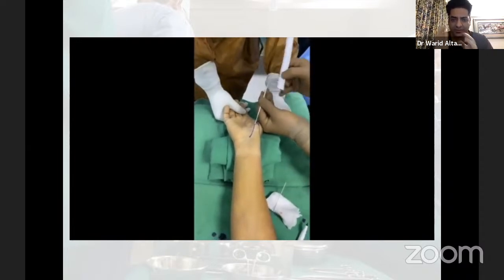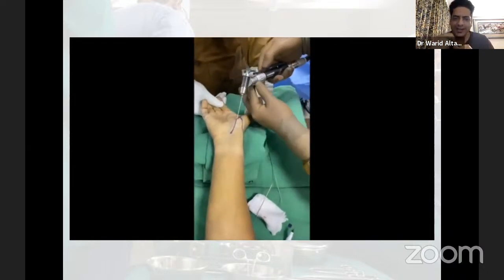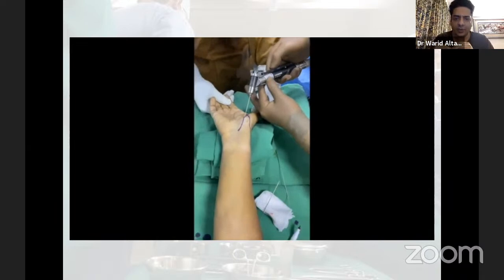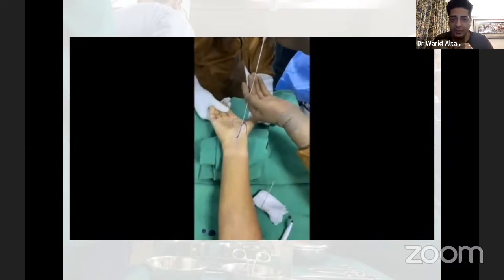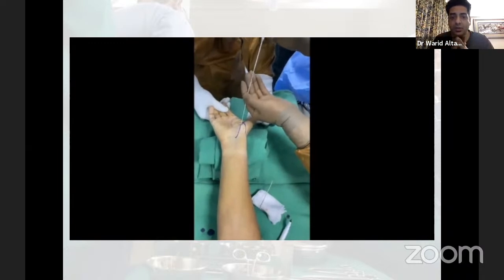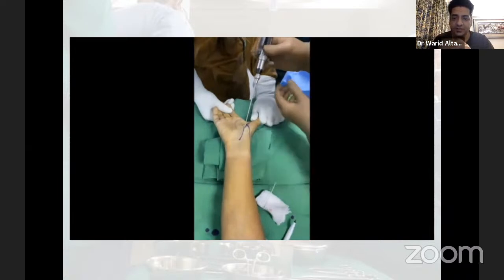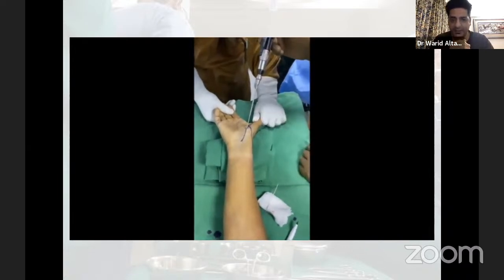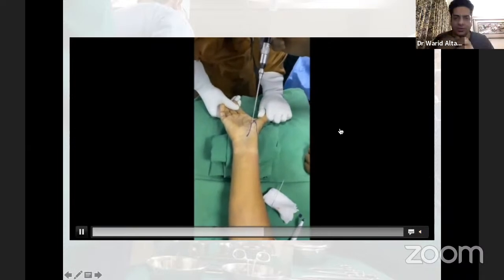So once you've measured the desired length of that screw, then you slightly advance your guide wire into the proximal pole, into the joint, so that when you drill, your guide wire does not come out when your drill exits the bone. Because it's very difficult to put the guide wire in the same track. So that is, now the drilling is done.